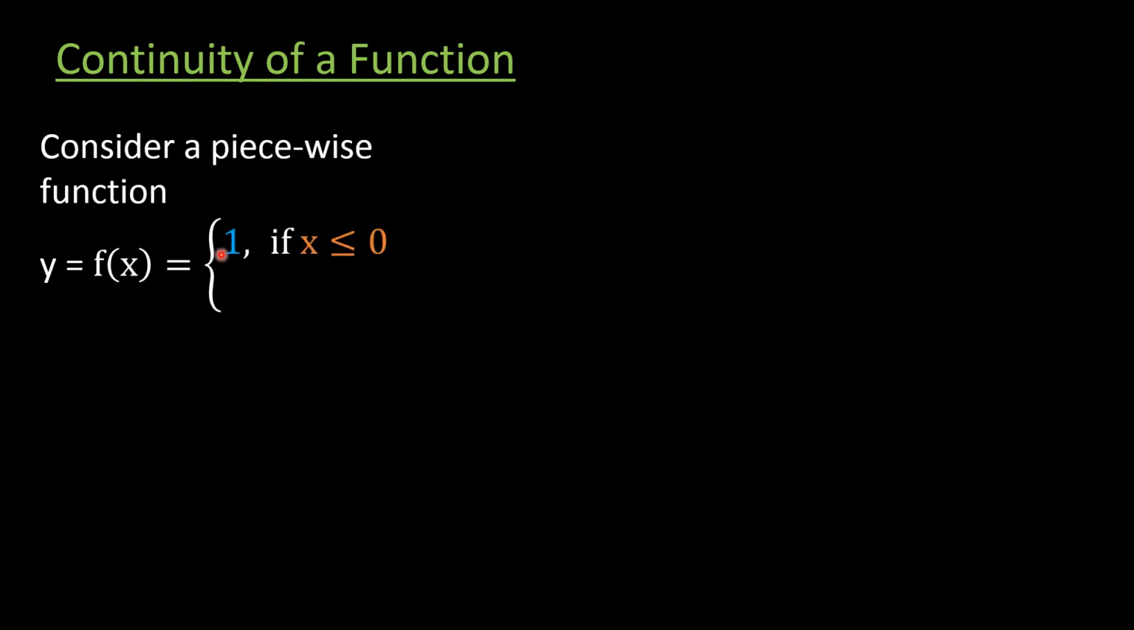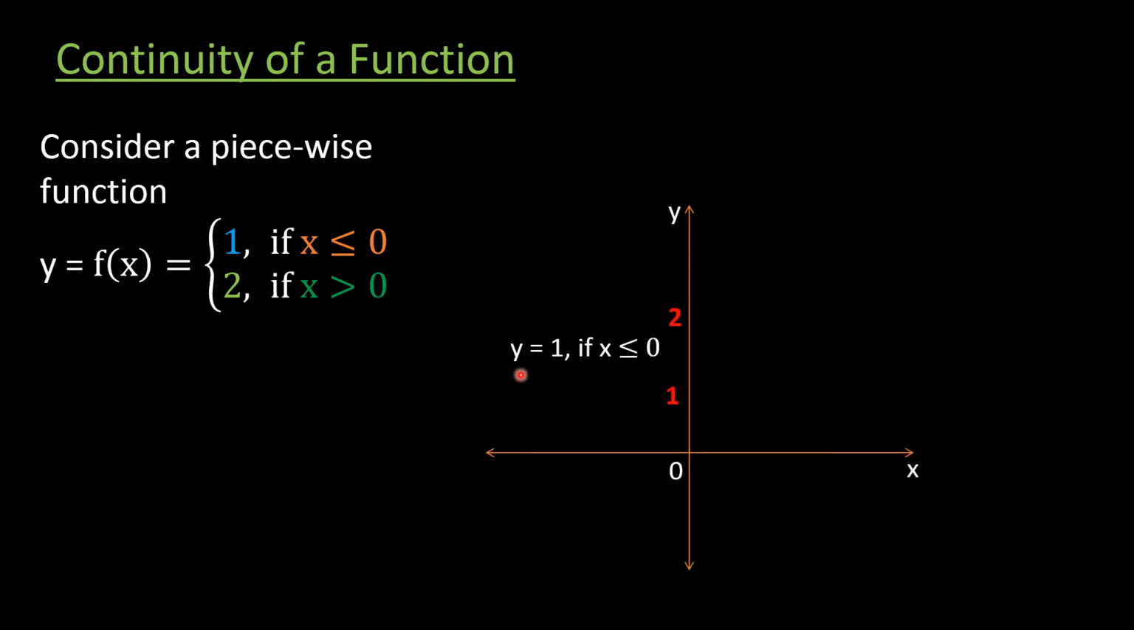In this video, we are going to understand about the continuity of a function. Consider a piecewise function: y equals 1 when x equals 0 or x is negative, y equals 2 when x is positive. Let us draw the graph of this function. y equals 1 when x equals 0 or x is negative.